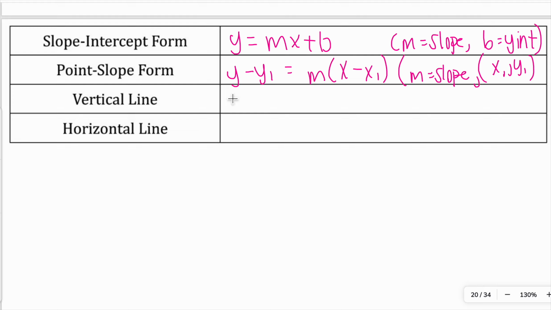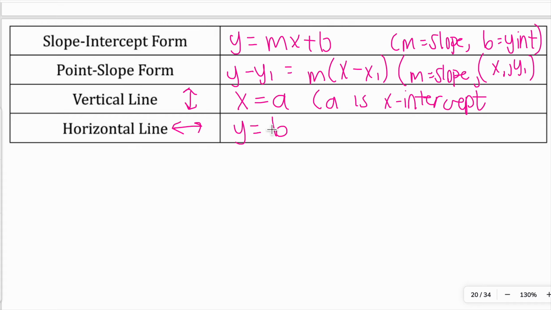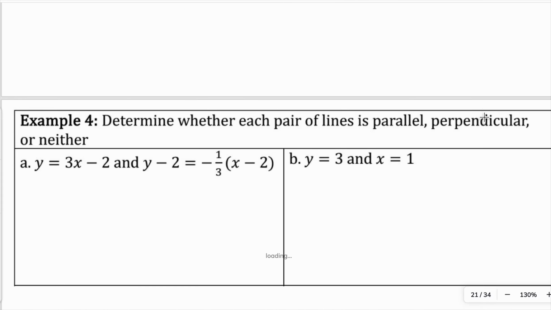A vertical line is up and down, looks like this. So we're going to say that can be represented by x is equal to a, where a is the x-intercept, so where it's crossing the x-axis, and a horizontal line runs left to right. We would see those equations as like y is equal to b, where b is the y-intercept still. Okay, so make sure you have that copied down. When you're ready to keep going, let's go ahead and take a peek at example 4.